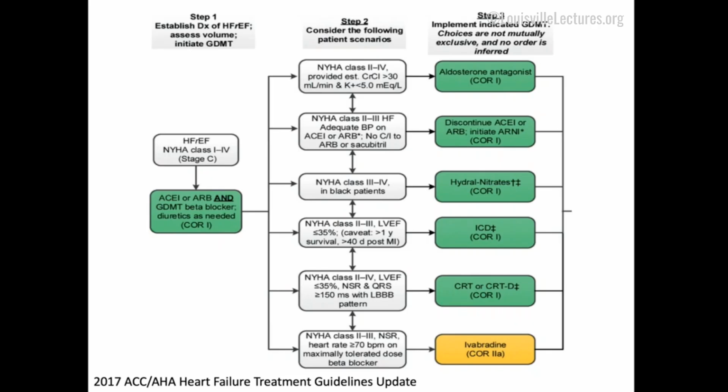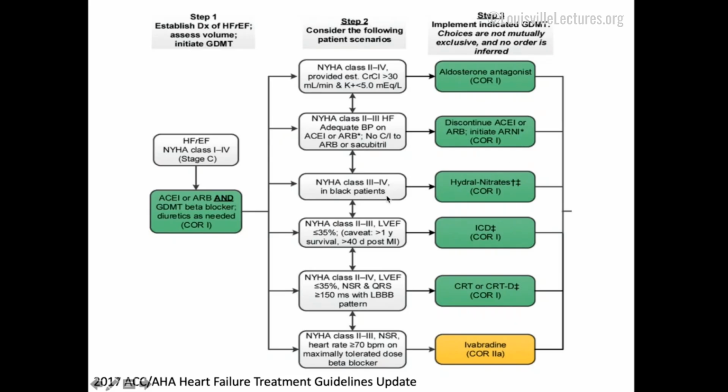This is an updated flow algorithm for how to treat your patients with heart failure. And so step 1 is first you establish the diagnosis and you initiate them on beta blocker and ACE or ARB, diuretics if needed. Then in step 2, we look and see what other qualifications or classifications they might have. We might see what their New York Heart Association functional class is and if they qualify for an aldosterone antagonist. If we see someone who still has blood pressure room and is tolerating the ACE or ARB, then we should discontinue the ACE and put them onto an ARNI.